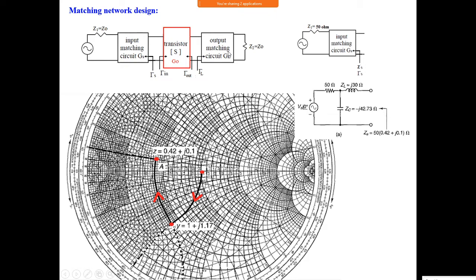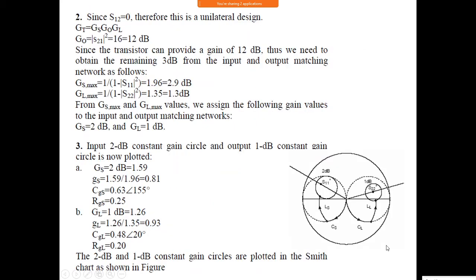Similarly, you can do this for the output also. You should take some value here on the output gain circle. This is the output gain circle. You take any value; they have taken this value. For the 2 dB input gain, they took some value here for this particular problem.